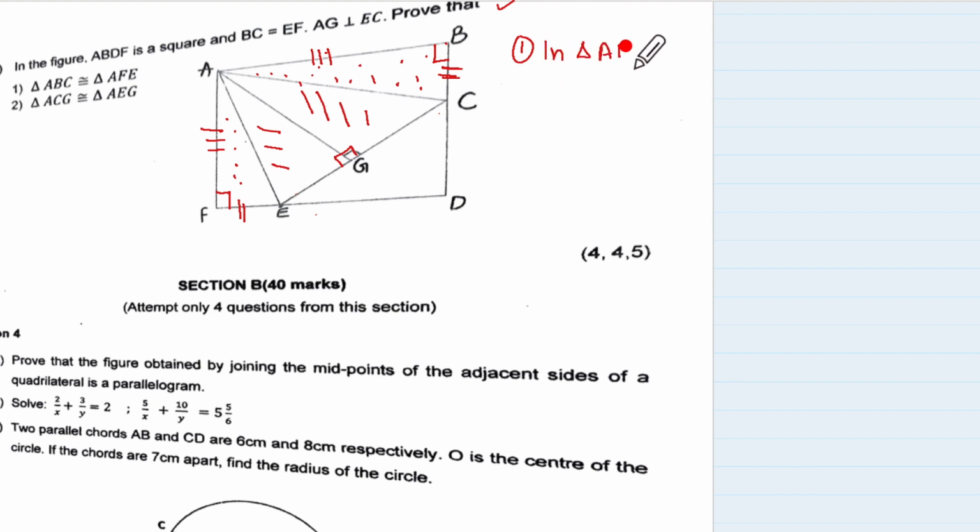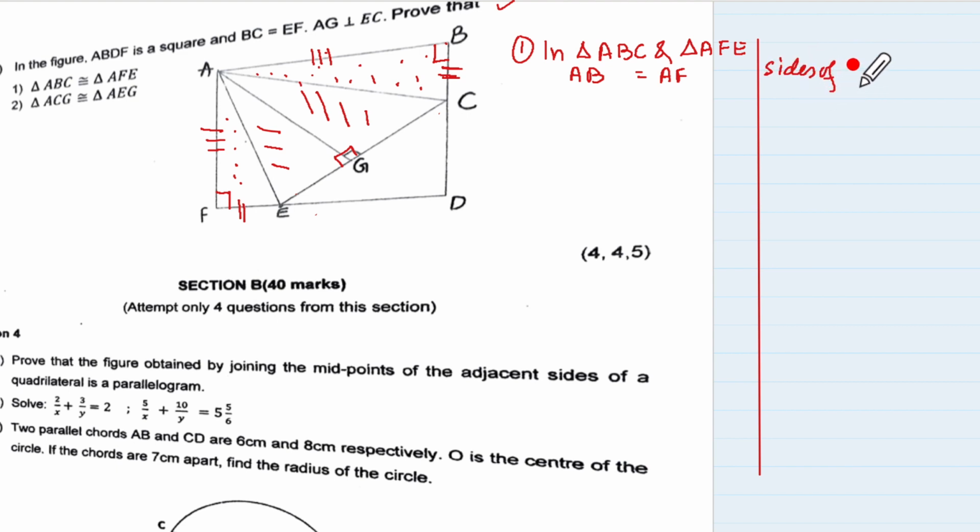In triangle ABC and triangle AFE, we will have AB, which is this side of triangle ABC, is equal to AF, and I shall make a column here so that it's easier for you to understand, and that will be sides of square ABDF are equal.